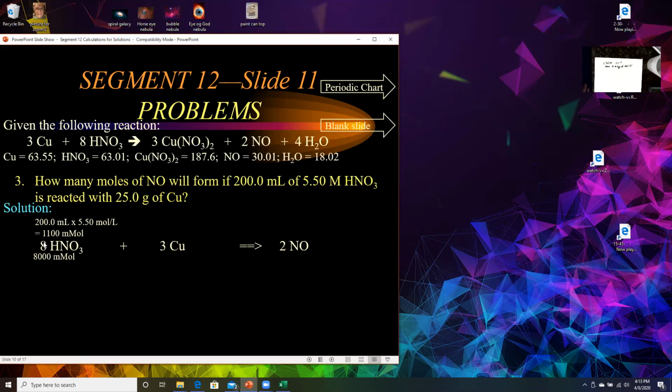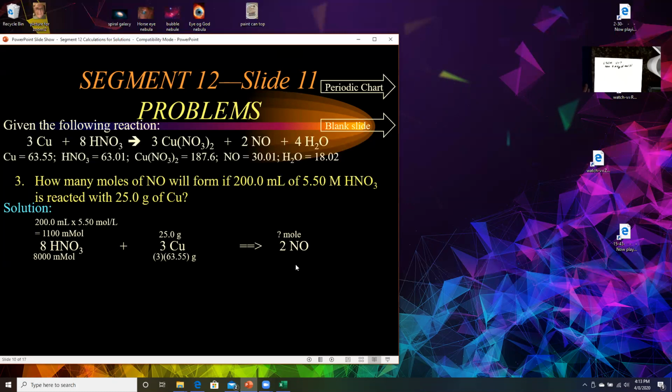My equation is showing 8 moles or 8,000 millimoles. Over here, I have 25 grams of copper. The equation is showing 3 moles. The atomic weight of copper is 63.55, so the equation is showing 3 times 63.55 grams of copper. So I've got 2 rebalancing factors. This is going to be a limiting reagent problem.